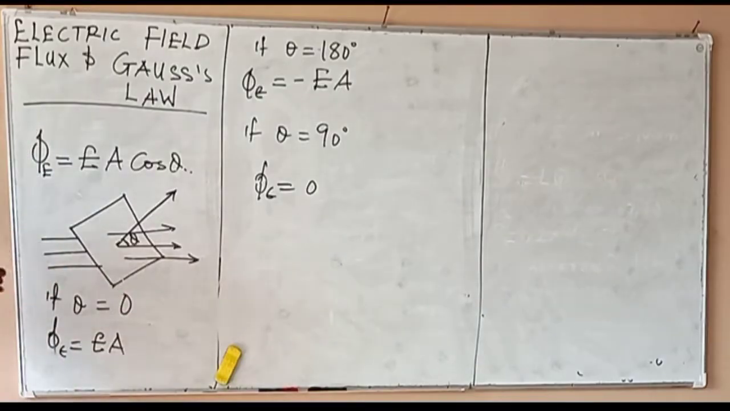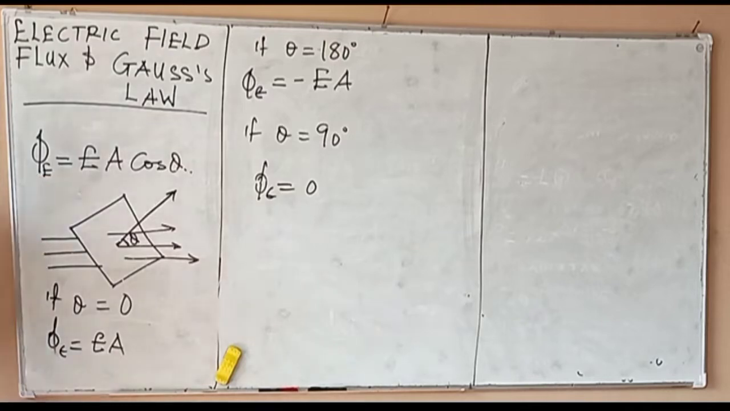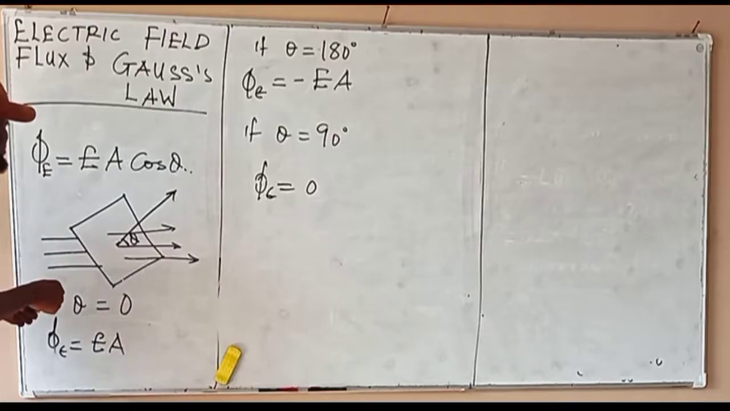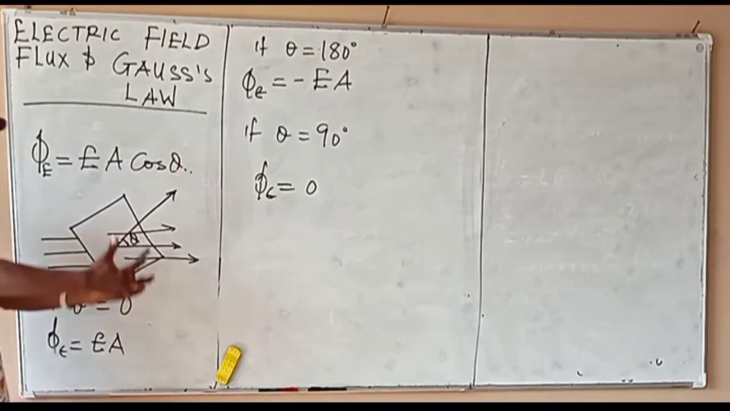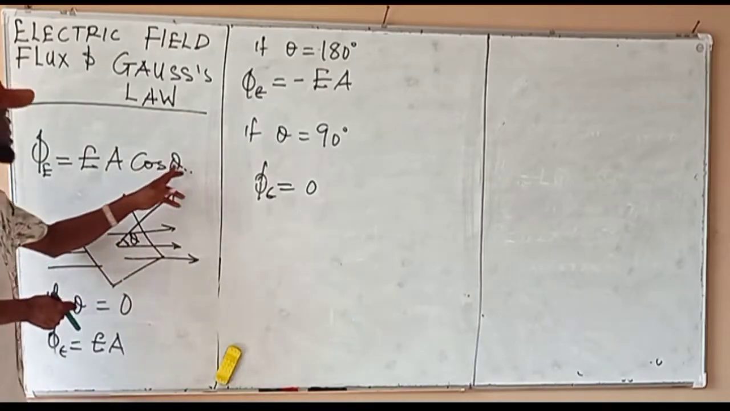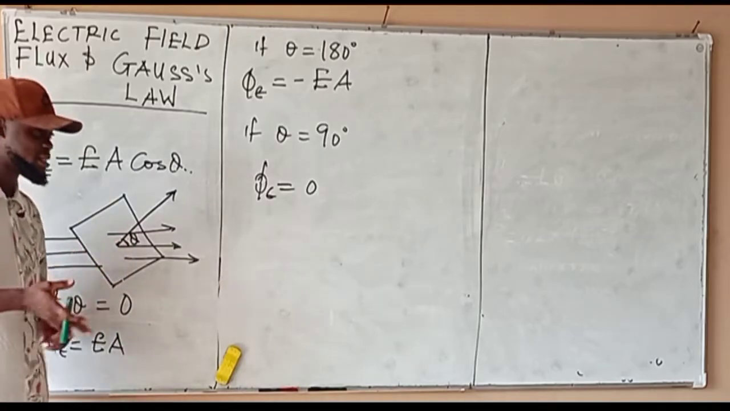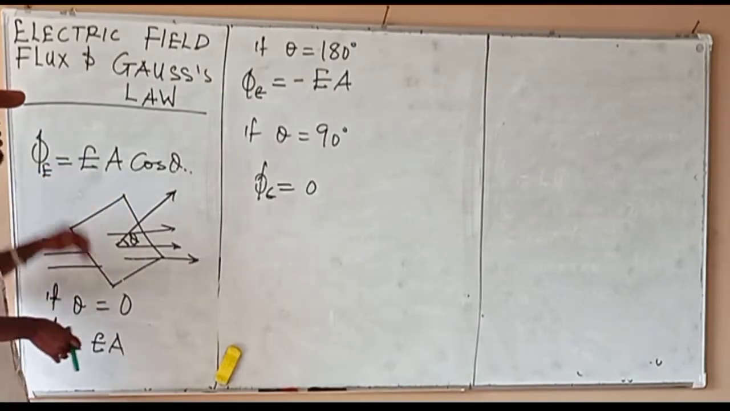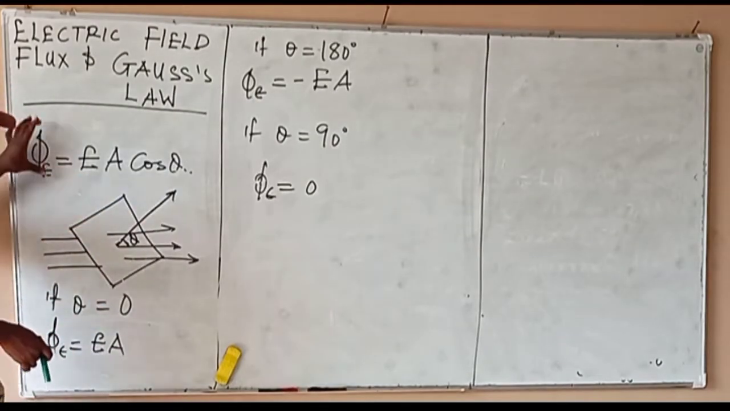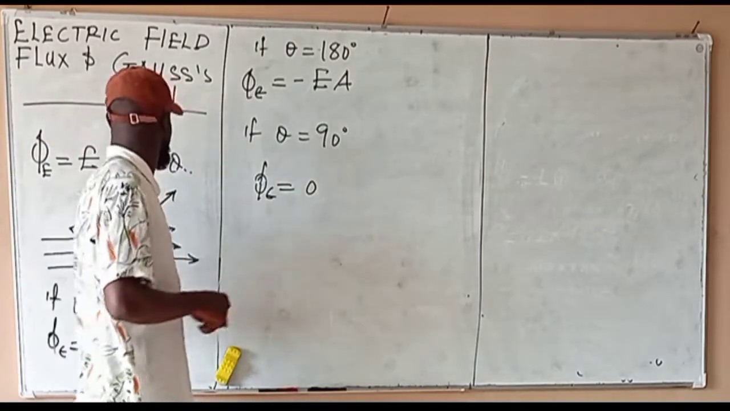So the SI unit, okay, where this phi sub E is called electric field flux. Then this E is called electric field strength or electric field intensity. Then A is the area of the surface in which these field lines are coming from. Then cos theta, I've already explained that. So this theta can be 0, it can be 180, it can be any, but if theta is not given, you assume it to be 0. Then your flux is equal to E times A. Now, let's look at the question.